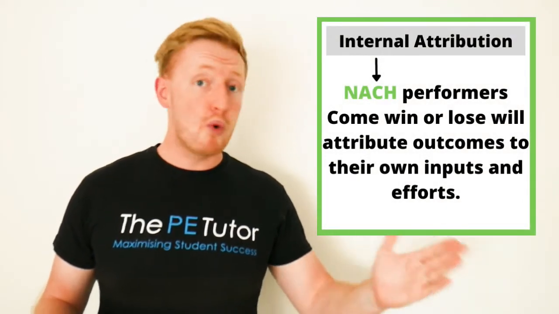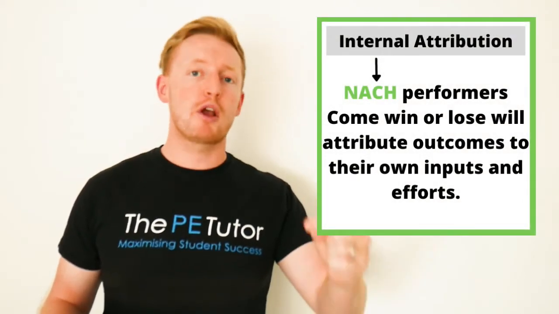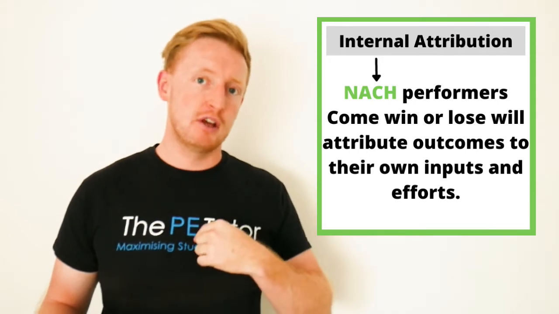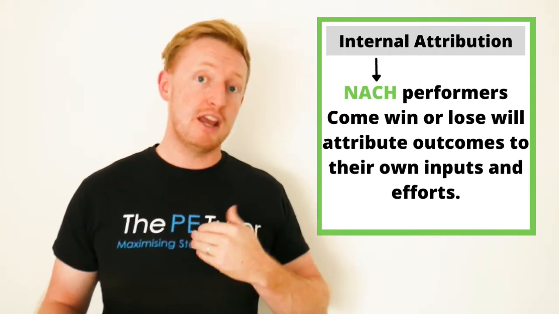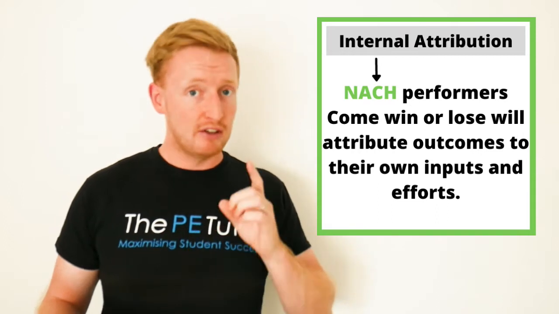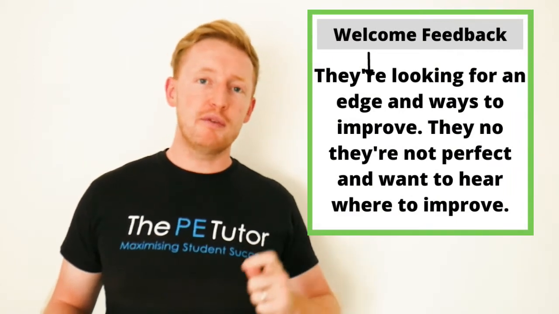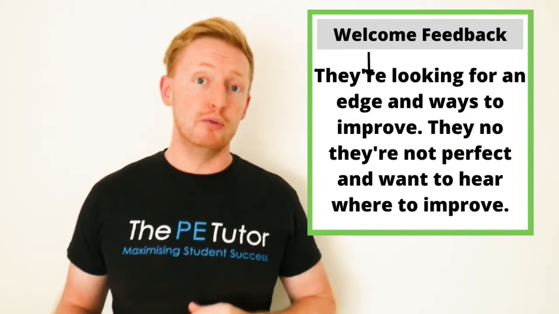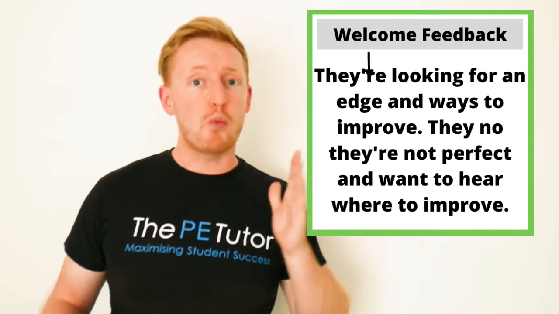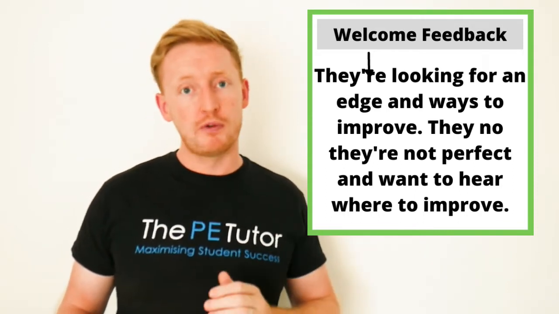NACH performers, come win or lose, will attribute the outcome to their own input and efforts. If they win, it's their doing. If they lose, it's their fault. They don't look to blame other people. The 6th characteristic, they welcome feedback and criticism. They're looking for an edge, they're looking for ways to improve. They know that they're not perfect, but they want to hear where they can improve so that they can be better next time.